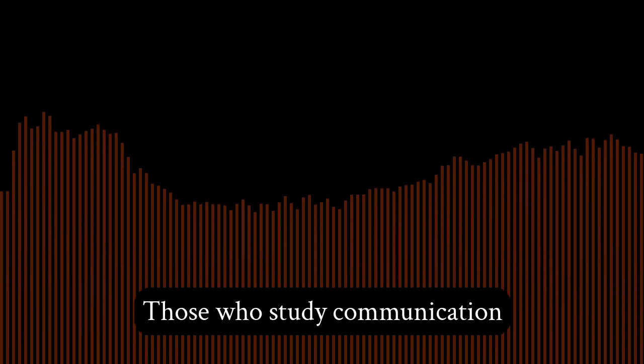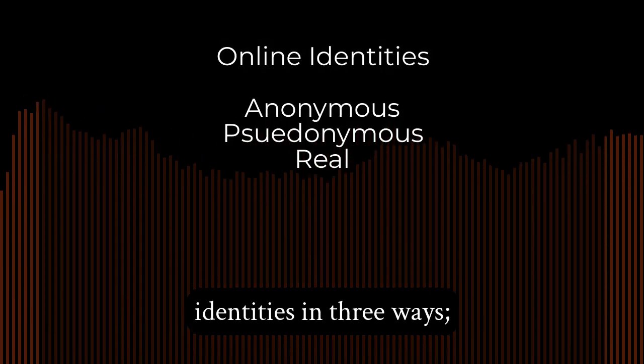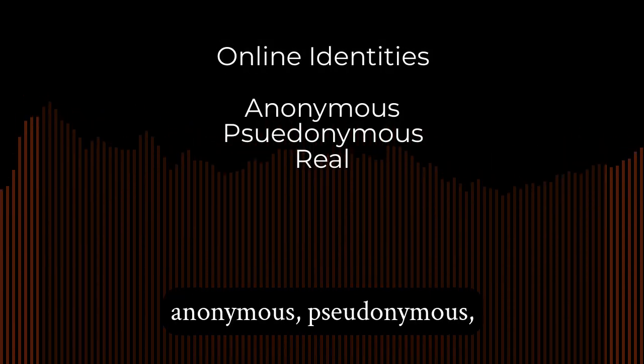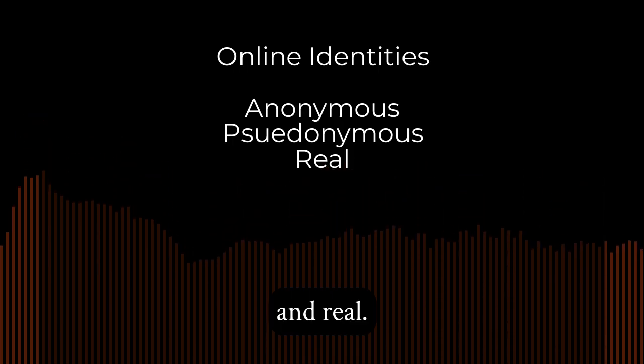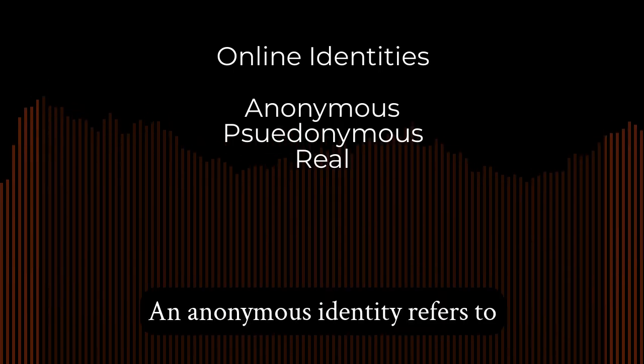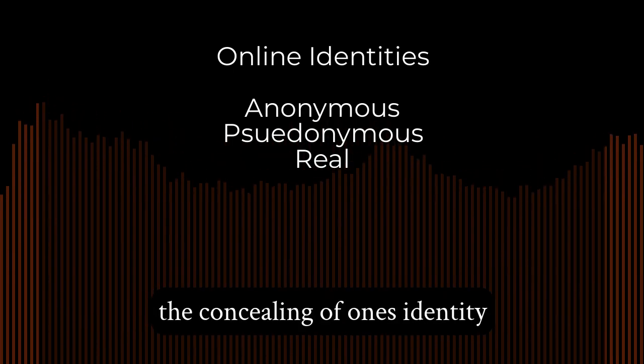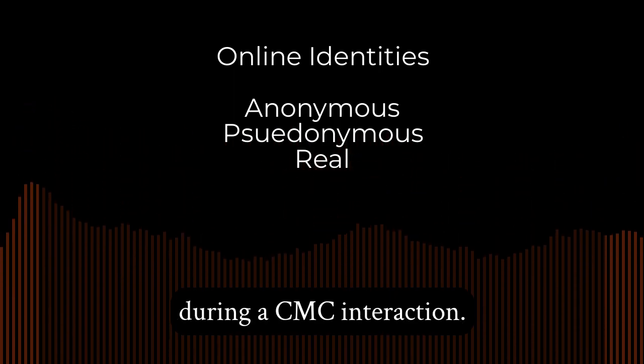Those who study communication generally categorize online identities in three ways: anonymous, pseudonymous, and real. An anonymous identity refers to the concealing of one's identity during a CMC interaction. This can be done for a number of reasons, such as to protect oneself from harm or to protect something about their image and position.